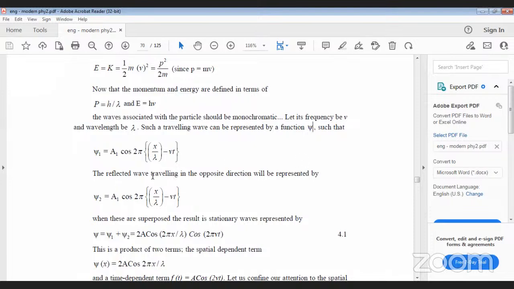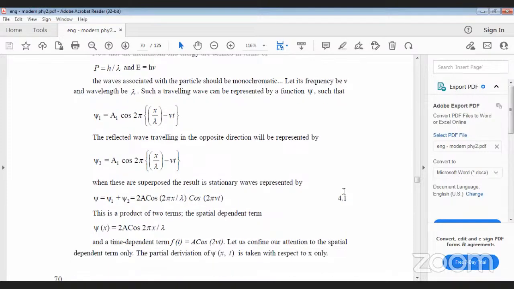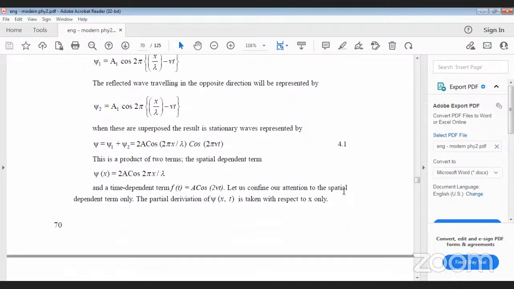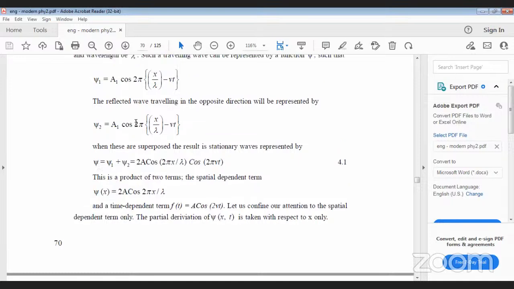And also a reflected wave traveling in the opposite direction. One direction లో వేవ్ పోతుంటే అదర్ డైరెక్షన్ లో రిఫ్లెక్ట్ అవుతుంది. So psi2 = a1 cos 2 pi x/λ minus μt. So by adding these two, you can have the resultant wave psi1 plus psi2, 2a cos 2 pi x/lambda into cos 2 pi nu t.